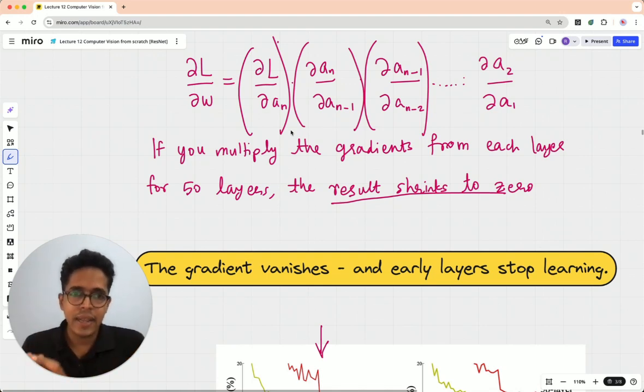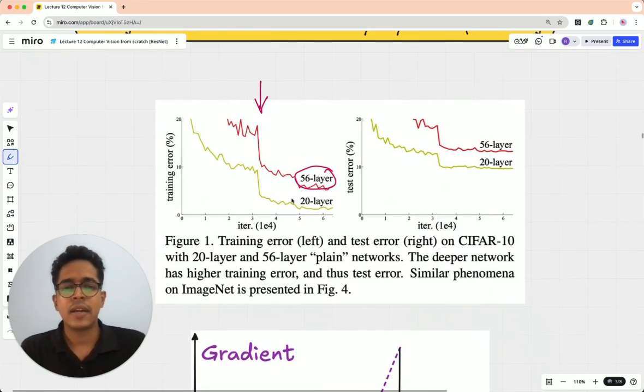But for the early layers, the shallow layers, layer number 1, layer number 2, etc., the gradient will not reach there. So this is called vanishing gradient, and this is a problem for deep neural networks. This is a plot from a paper that demonstrates a 56-layer neural network versus a 20-layer neural network. Even when you run for more iterations, you have bigger training error for the 56-layer neural network because of the vanishing gradient problem.